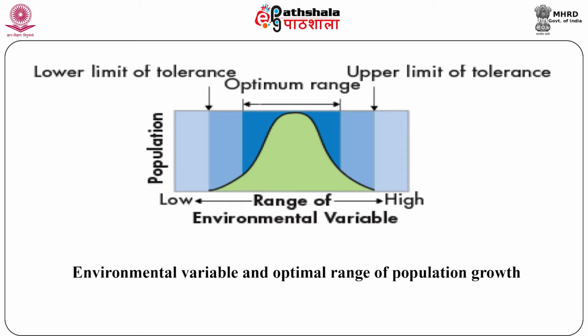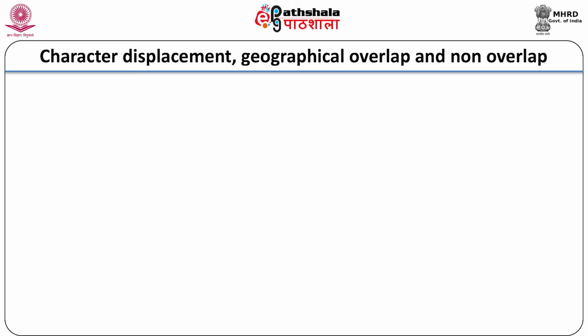Later, he introduced the idea of a realized niche, in which the effects of competition, that is the biotic variable, reduce the fundamental niche of a species and the area it could practically occupy. Character displacement, geographical overlap and non-overlap.